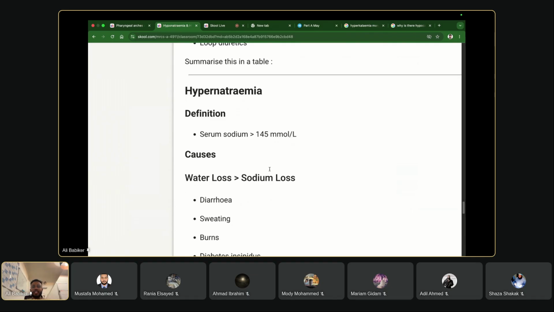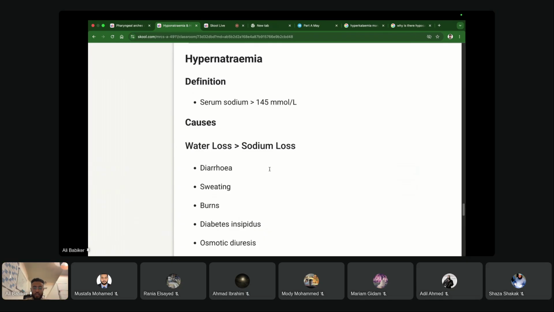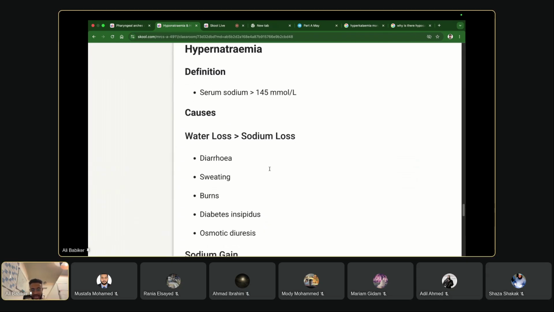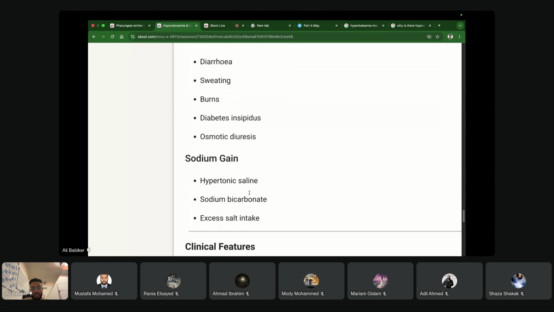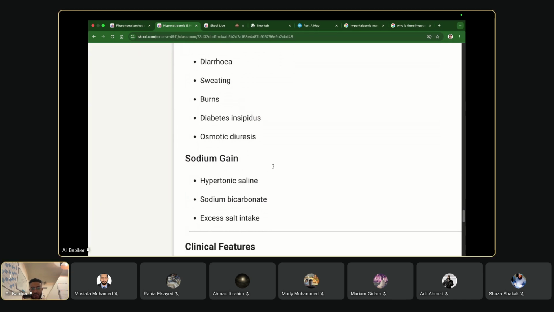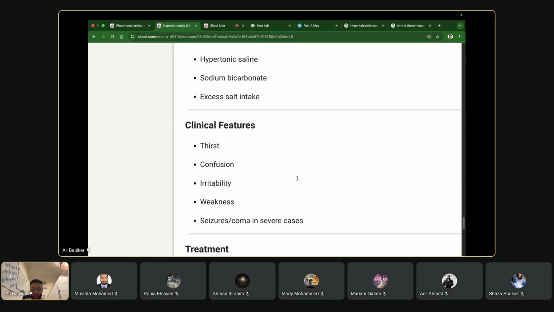Hypernatremia, meaning serum sodium more than 145 millimole. Causes are water loss or sodium loss due to diarrhea, sweating, burns, diabetes insipidus, and osmotic diuresis. Or sodium gain, due to hypertonic saline. If someone had a lot of saline, sodium bicarbonate, or excess salt intake. Clinical features: thirst, confusion, irritability, weakness, seizure.